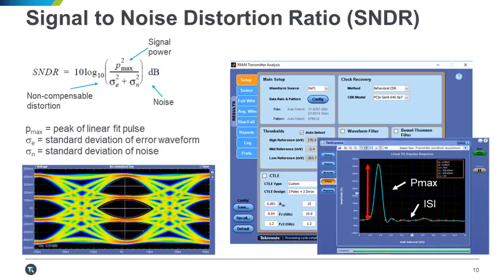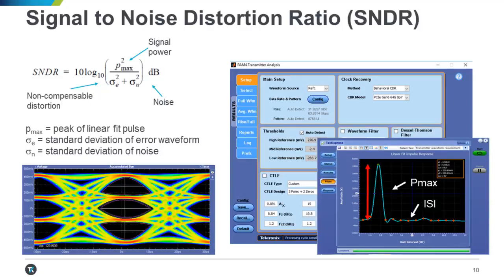So, signal to noise distortion ratio. The equation is shown here. It's a ratio of P max, which is the peak of the linear fit pulse. We're following an IEEE definition for establishing a pulse response from a data pattern, and there haven't been any major changes to that methodology adopted from IEEE. So we establish a linear fit pulse, and then we find the peak.